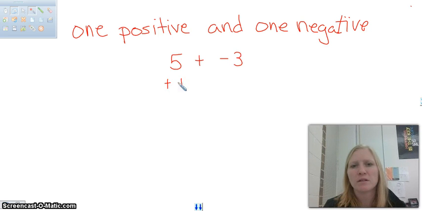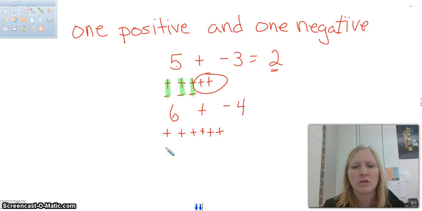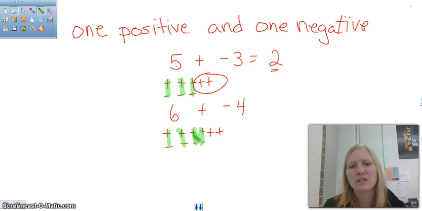So you have 5 positives, and 3 negatives. Now here's the cool thing. These positives and negatives cancel each other. So this one, and this one, and this one, they go away. And what do you have left? You have 2 positive, so 2. If you look at this, 5 minus 3 is 2. So if you have 6 plus negative 4, you would have 6 positive, 4 negatives, and if you cancel the ones that you can, what you have left is 2 positive.